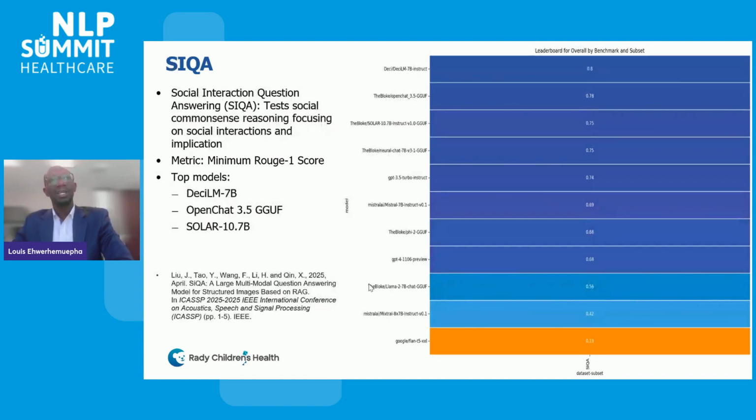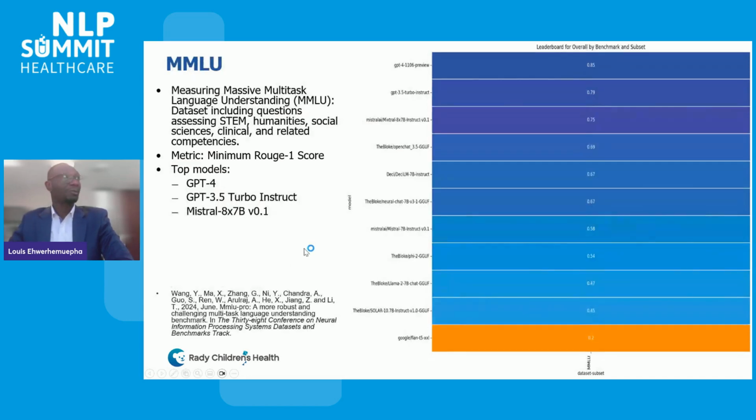Then we also have a data set for social interactions. So this just tests social common sense reasoning, focusing on not just the social interactions themselves, but the implication that comes into play. Currently, the top LLM implementations include DeciLM 7B, OpenChat 3.5, Solar 10.7b.